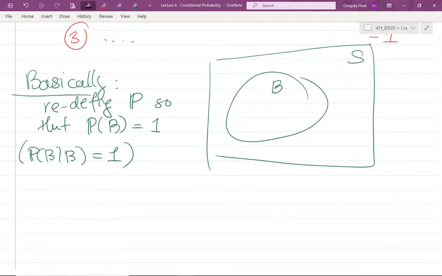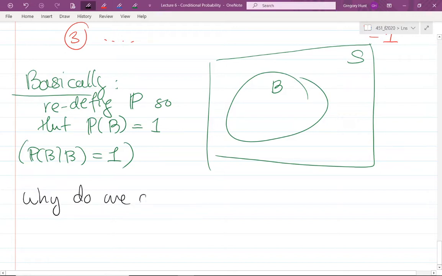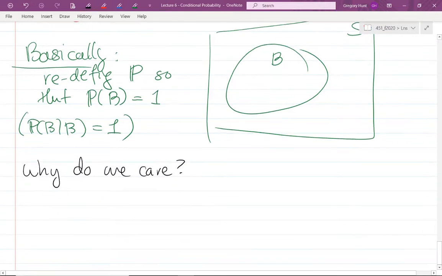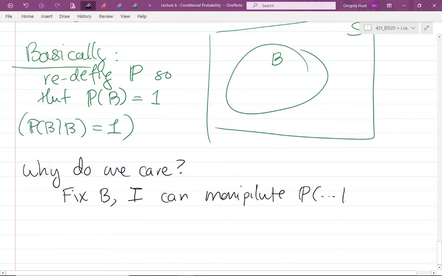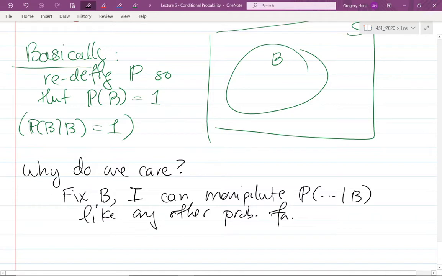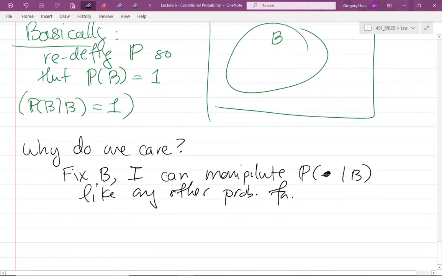And why do we care? If I fix B, I can manipulate probability of, say, whatever given B, like any other probability function. Why can I do that? It is a probability function. This thing of P of some argument, let's just say dot, given B, is a probability function. So I can treat that thing as a probability function.